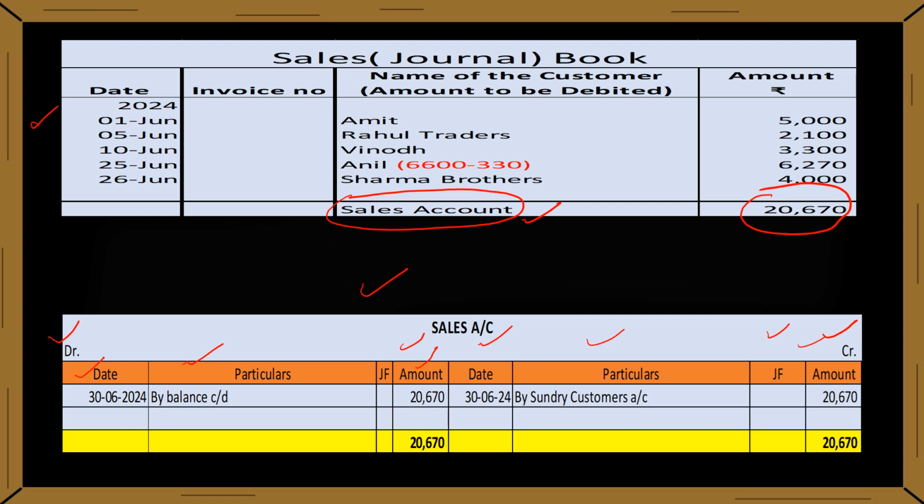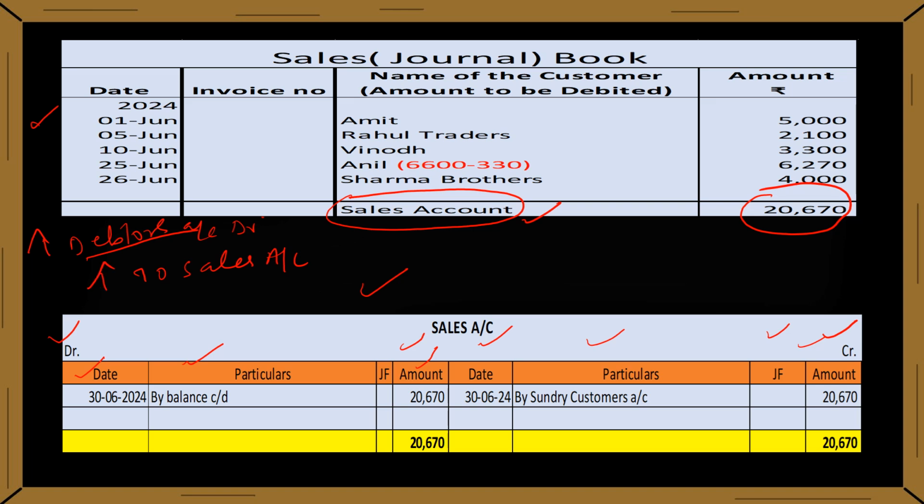What is the journal entry for credit sales? It is debtors account debit to sales account. Debtors is an asset. When the asset increases, it has to be debited. So we are debiting debtors. Similarly, sales is an income. When the income increases, it has to be credited. So we are crediting the sales account. That part is clear.